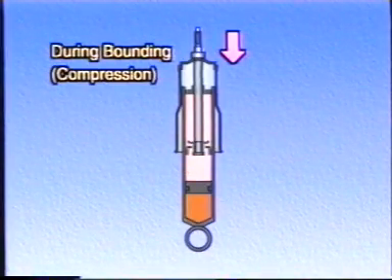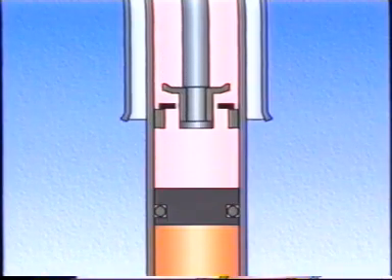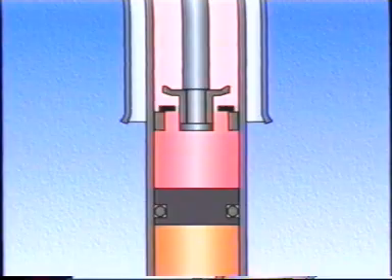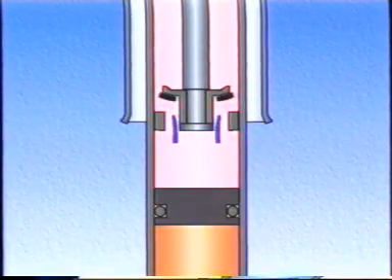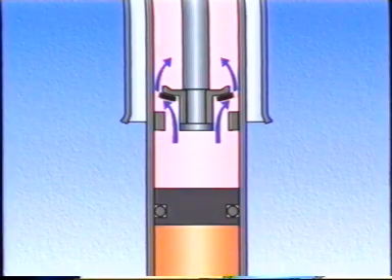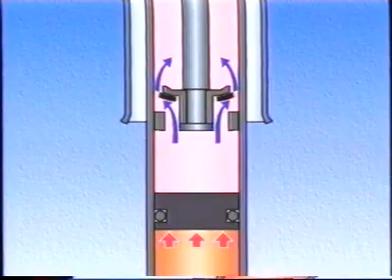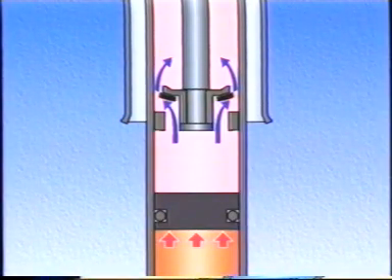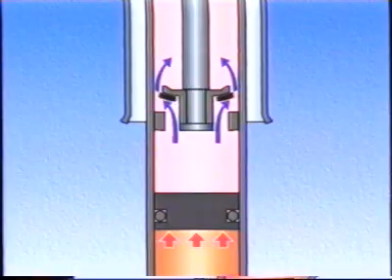During operation, when the spring compresses due to bounding, the piston moves downward. This causes the fluid under the piston to push open the valve and flow into the upper chamber, generating damping force. During the compression stroke, the gas exerts great pressure on the fluid under the piston, forcing it to flow quickly and smoothly into the upper chamber. This ensures a stable damping force.